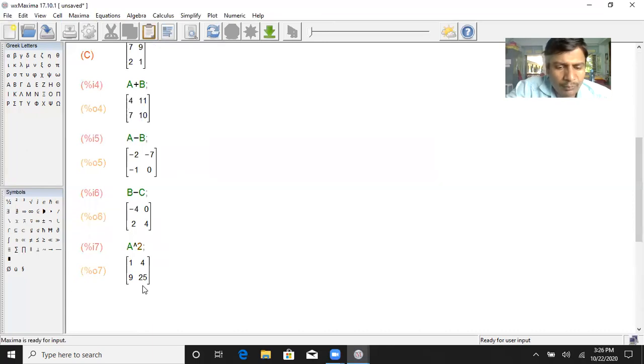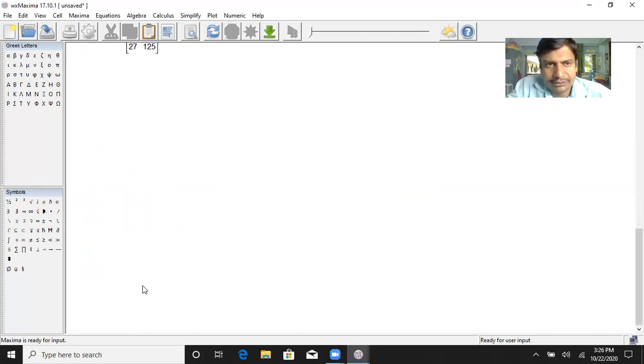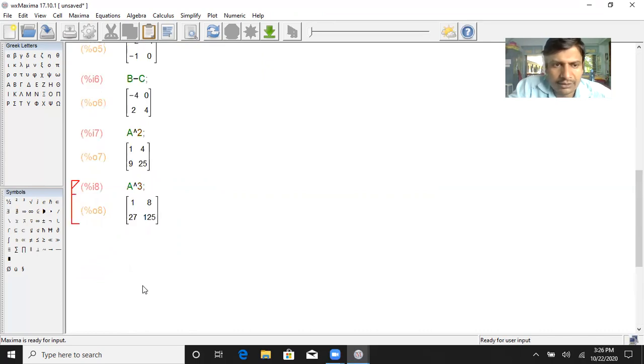That is A square. Suppose you write A cube means that is A cap of 3. Then semicolon, that is shift enter. Here, 1 cube is 1, then 2 cube is 8, 3 cube is 27, and 5 cube is 125. That is the A cube. Okay, A square or then A cube.